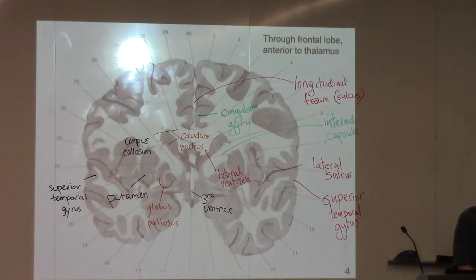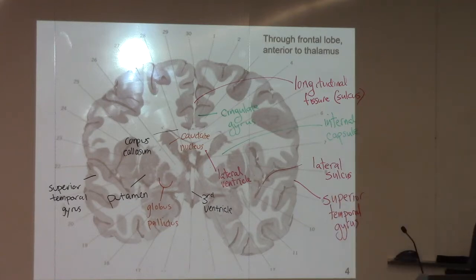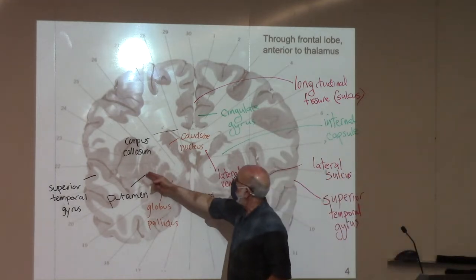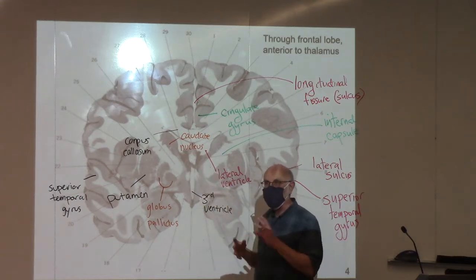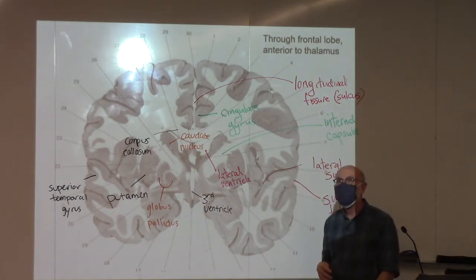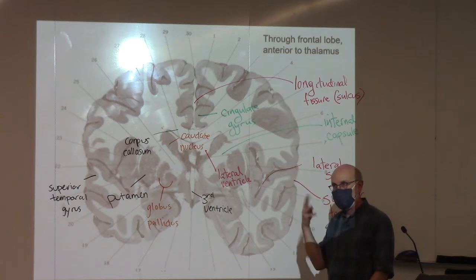So your handout, page 1, this is through the frontal lobe anterior to the thalamus. Your handout should have labeled something like this, especially the structures of the putamen, the caudate, and the globus pallidus. So that's new information. But remember, I think that it's important to print out another blank and label it to learn it.